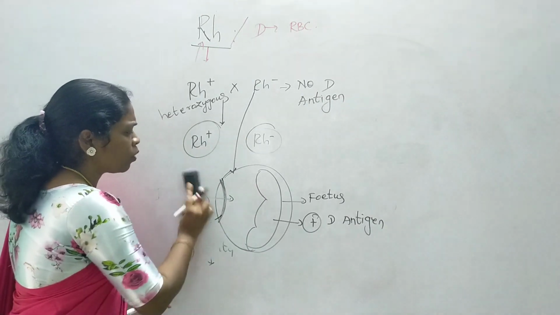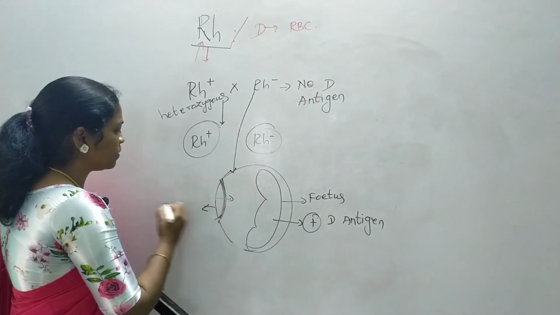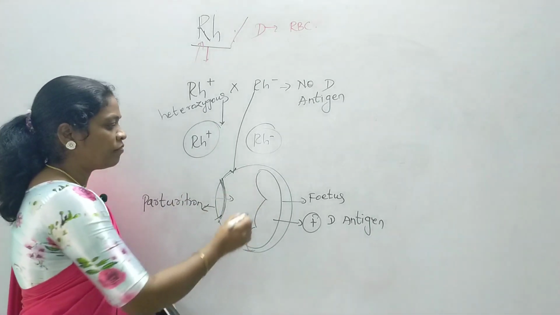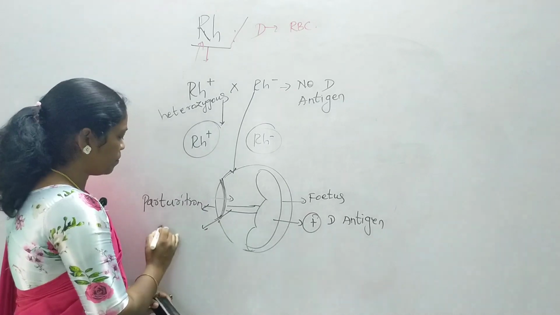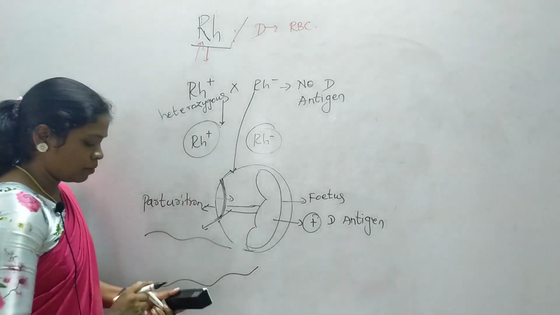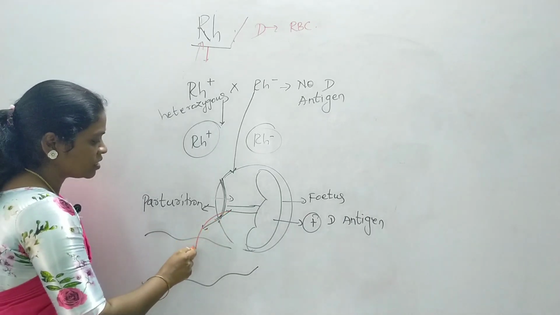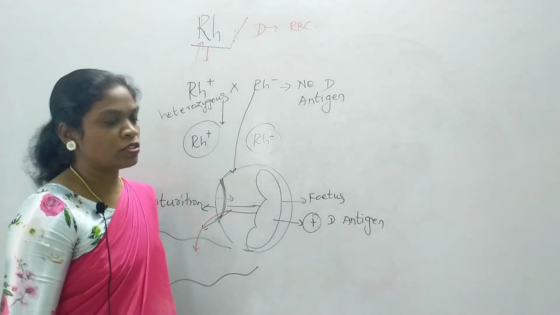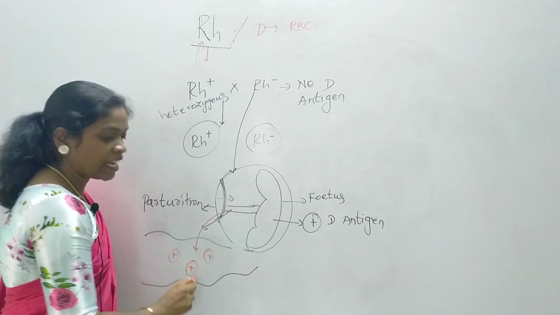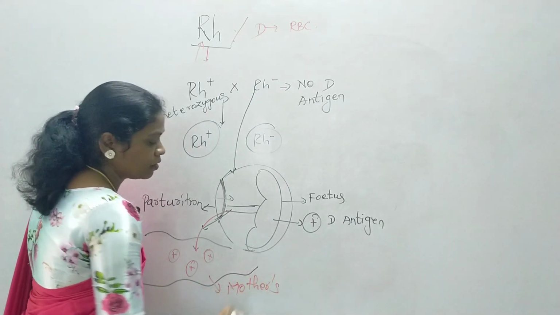But what happens during parturition? What is parturition? It is nothing but delivering the baby or the fetus. During parturition, the blood vessels of the fetus will break and it enters the mother's blood circulation. Imagine this is the mother's blood circulation, where you can find the D antigens entering during parturition. I am mentioning them with a positive symbol to represent the D antigen. So it enters the mother's bloodstream.